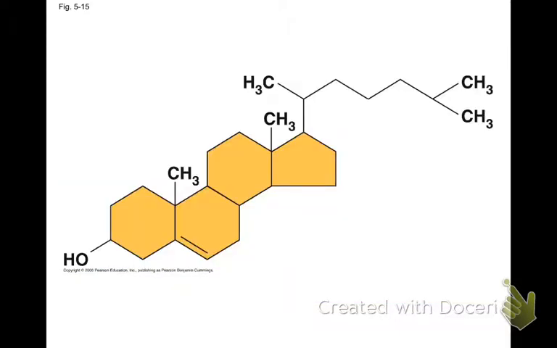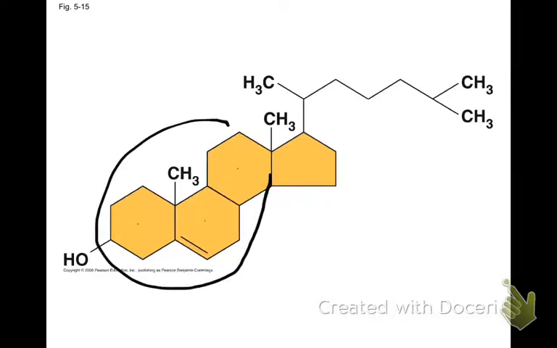So this is the structure of a typical steroid ring. The 3 hexagonal rings that you see, with one pentagonal ring joined together, is typical of the structure of a steroid, cholesterol being one of them.